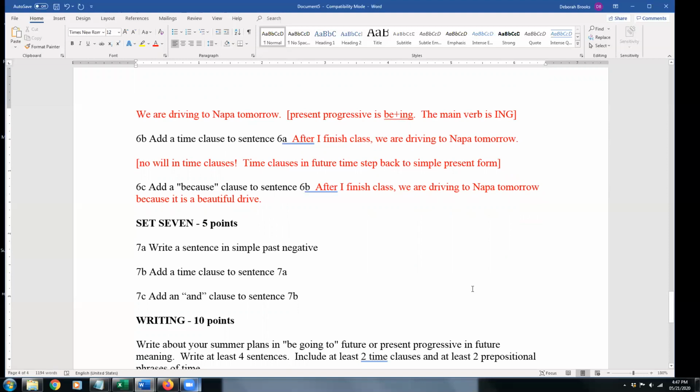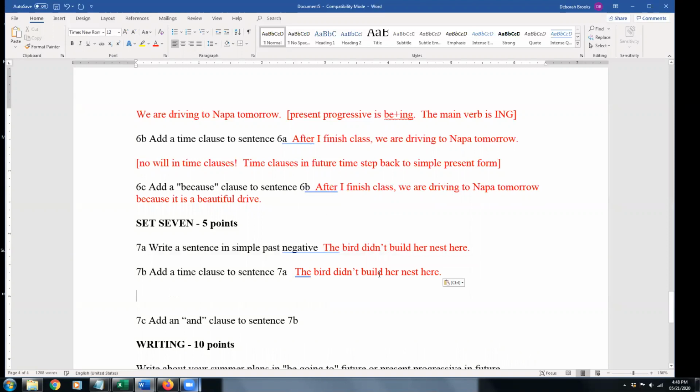The last, build a sentence. Write a sentence in simple past negative. The bird didn't build her nest here. I had a bird looking at my birdhouse out there, and she went in and out and in and out and in and out, said, maybe this is good, but then her partner said no, and they flew away. He was yelling, yelling, yelling, because he saw me looking through the window.